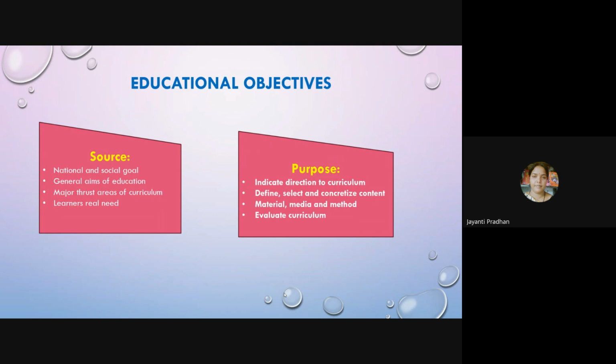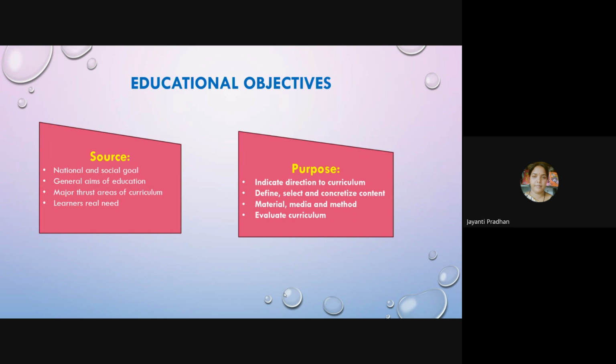So if we are clear about the educational objectives, then we can organize the content appropriately. We can select the appropriate and relevant teaching learning material for delivering the content. We can select and integrate the appropriate media for the coursewares, and we can follow the appropriate method to deliver content effectively to satisfy the need of the learners. Then if we are clear about the objectives of any program or curriculum, it will help us to study the effectiveness of the particular program by evaluating the program.